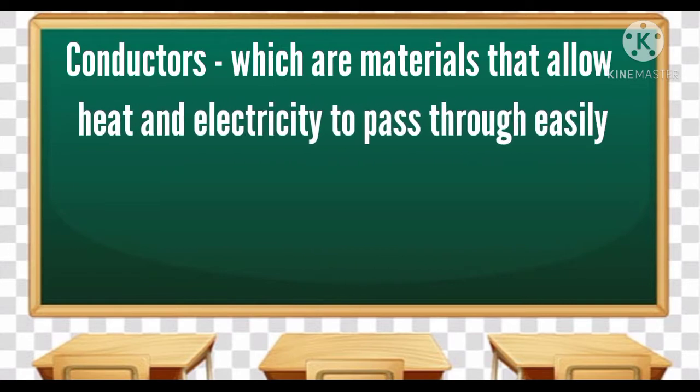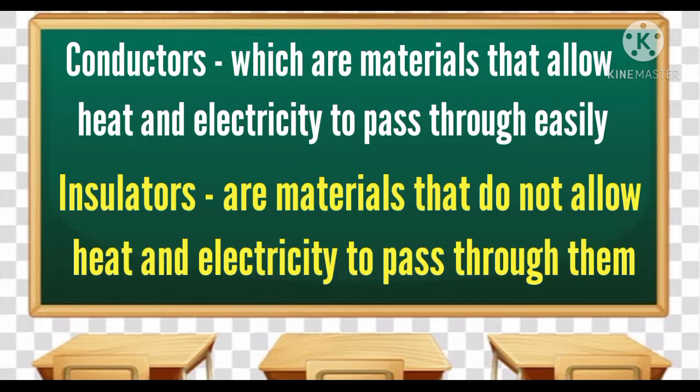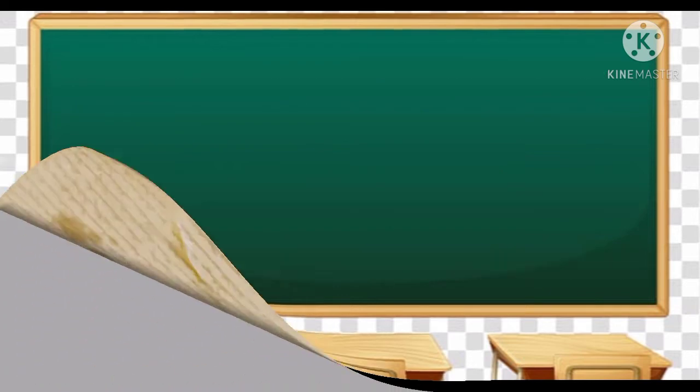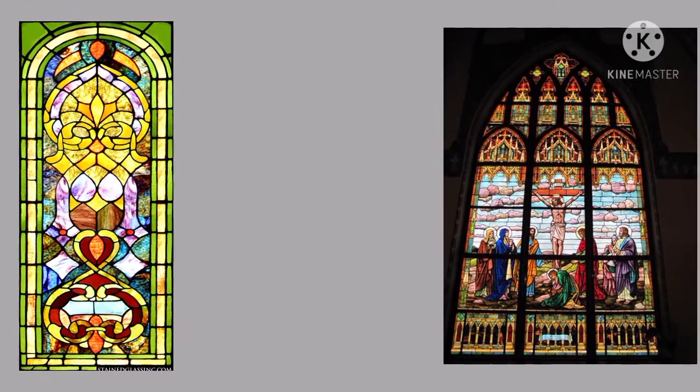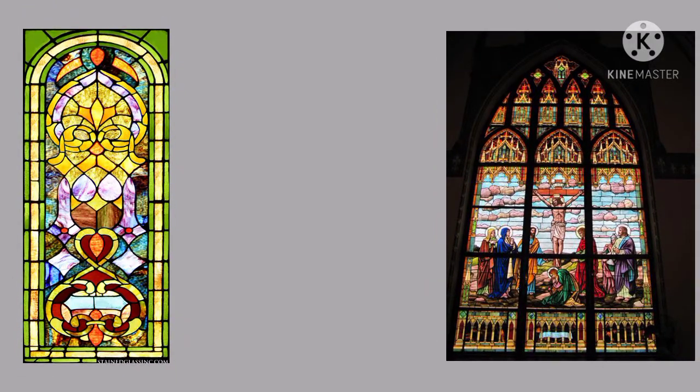Conductors are the materials that allow heat and electricity to pass through easily. And insulators are materials that do not allow heat and electricity to pass through them. Now, let's take a look at this picture. Are you familiar with this? Or have you seen an artwork like this?